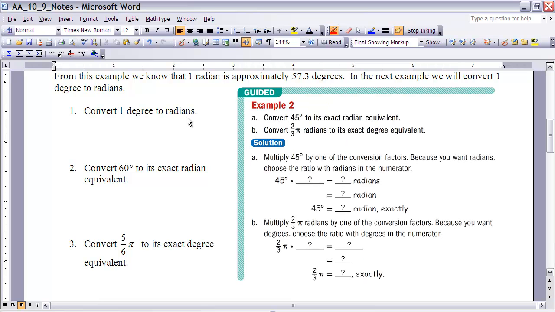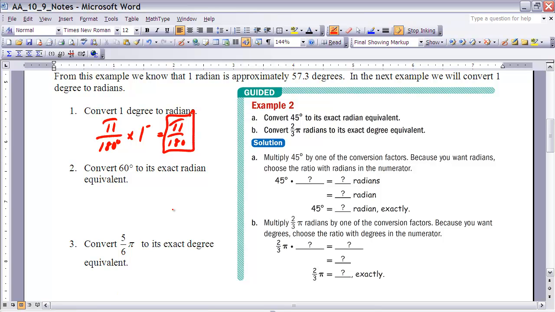All right, let's take a look at example 1 here then. So what we want to do in this one, we want to convert 1 degree to radians. Well, if I'm going to convert to radians, I'm going to multiply by pi over 180. And I'm going to multiply it by 1, the number of degrees that I have. So the degrees are going to cancel out, and I'm just going to have pi over 180. So this is an exact value, pi over 180. And most of the time when we're working with radians, we want exact values.